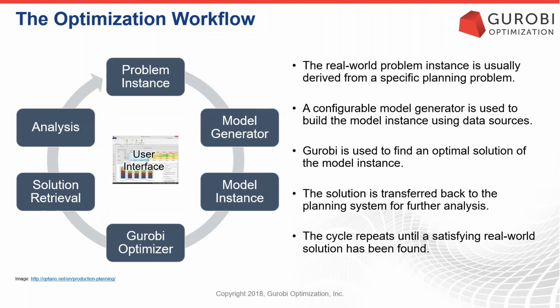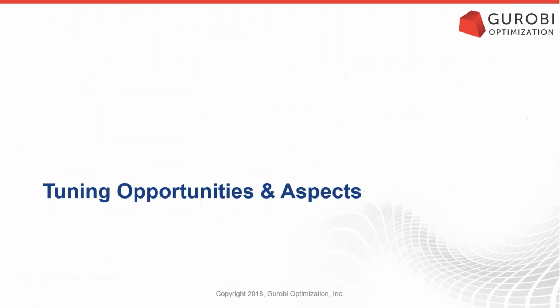Sometimes this is not the end, but sometimes it changes the problem instance. For example, you can adjust your data, the problem, or the objective, whatever you want to do, and the cycle starts from the beginning. If you do manual planning, for example, you usually go through this cycle multiple times. Now we're going to talk about various aspects of these different steps within this workflow. We call these tuning opportunities.